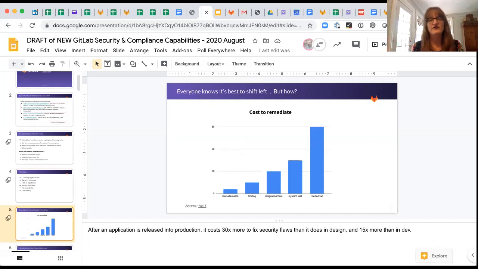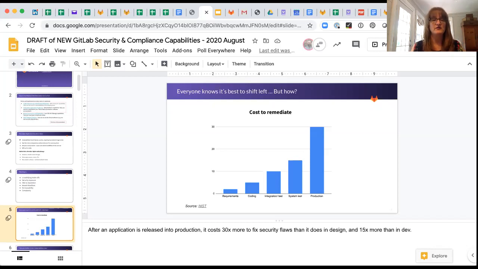Now, the whole shift left mantra comes from almost an urban legend, right? NIST did a study back in 2002, 2005, a long time ago, that showed that it's 30 times more costly to fix security flaws in production than it is to fix them earlier in design. This is the genesis of the whole shift left: wanting to reduce cost by finding and fixing vulnerabilities earlier. But how you do it is not an easy nut to crack.